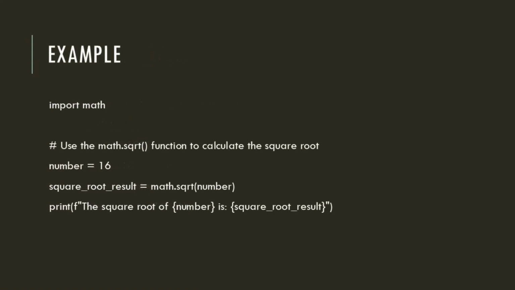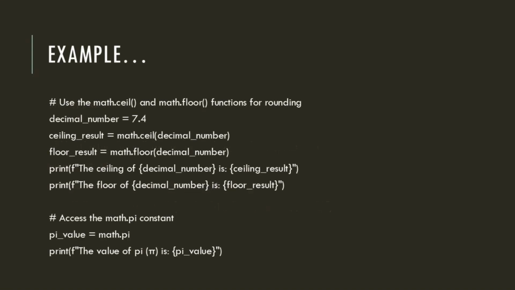For using a function from within a module, we need to import it and then call the function by prefixing it with the module name. Example, import math. Use the math.sqrt function to calculate the square root. number = 16. sqrt_result = math.sqrt(number). print(f"The square root of {number} is {sqrt_result}"). Use the math.ceil and math.floor functions for rounding.